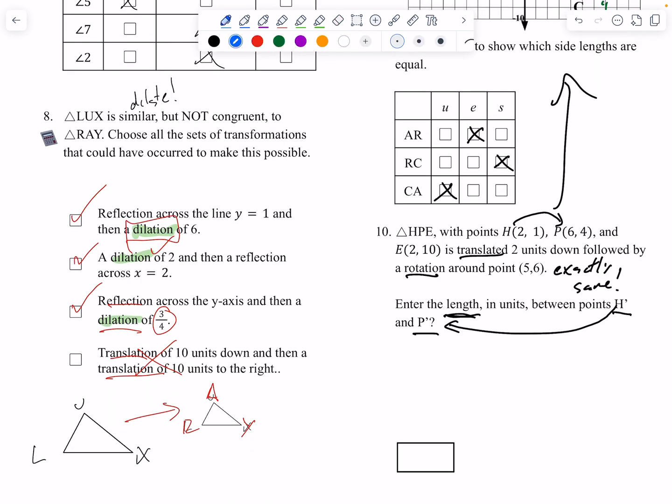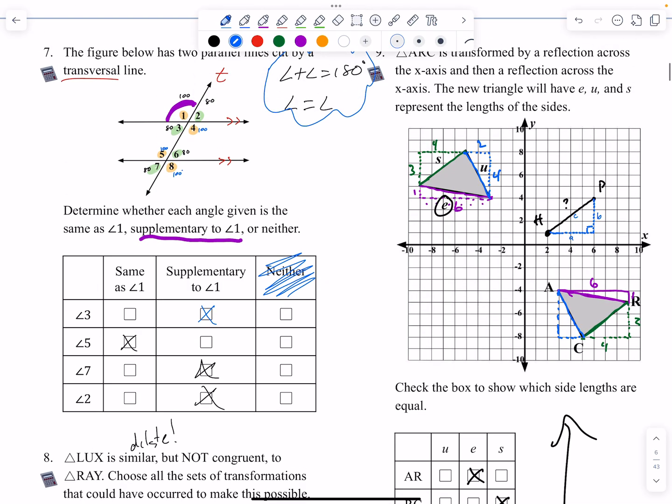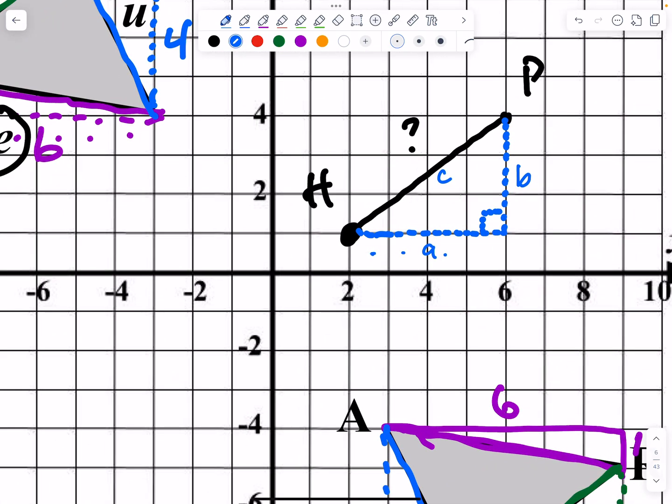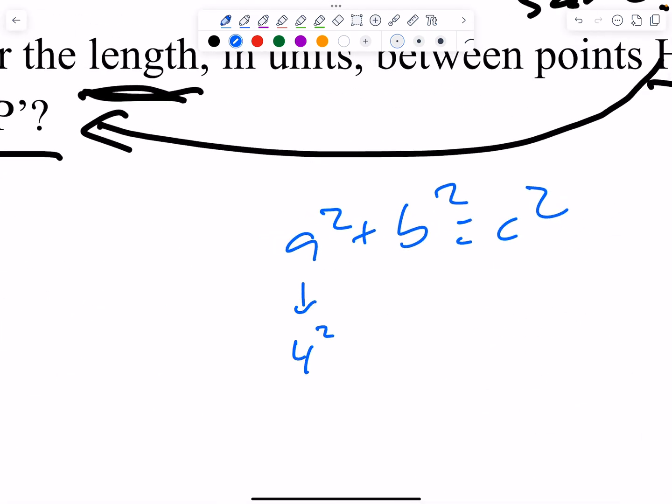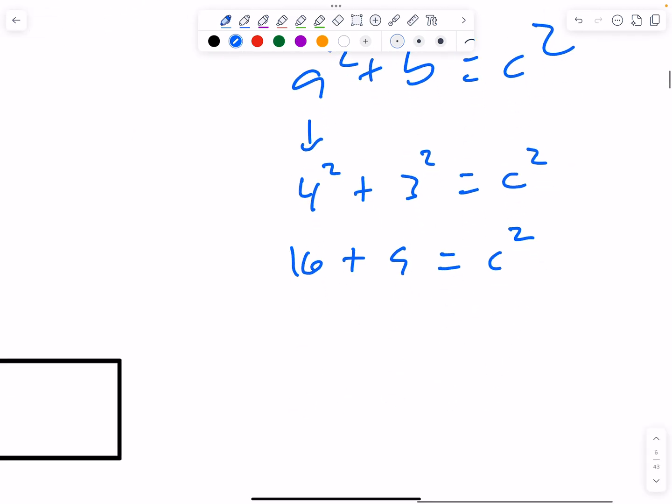So there it is, a squared plus b squared equals c squared, where my a was 1, 2, 3, 4, and b was 1, 2, 3. So that gives me 4 squared plus 3 squared equals c squared. 16 plus 9 equals c squared. 25 equals c squared. And how do I get rid of a square? I take a square root. So that does not cancel. It gives me a power of 1.